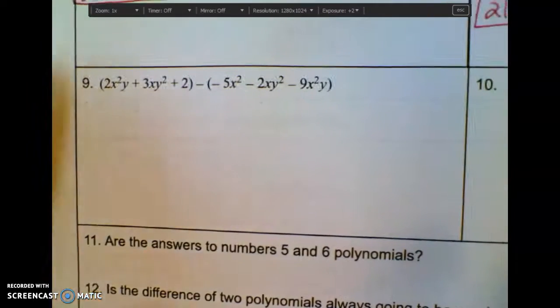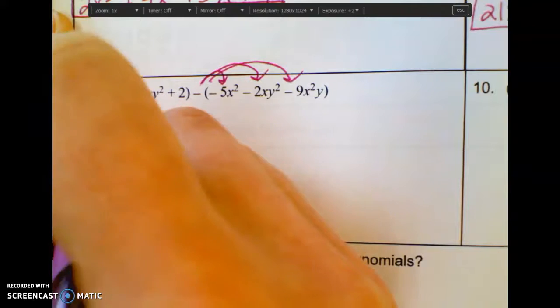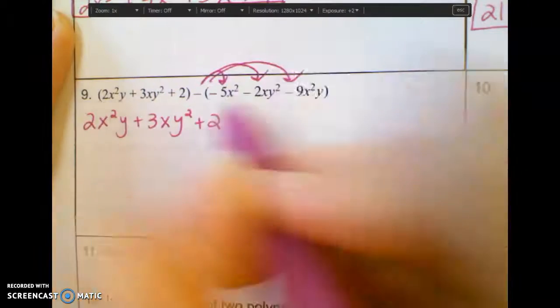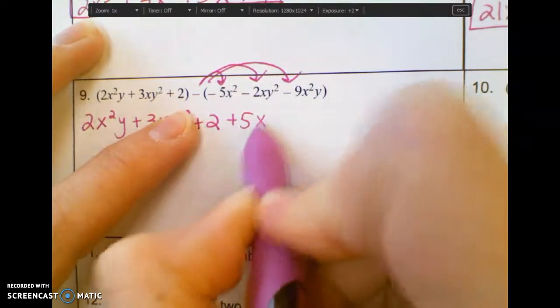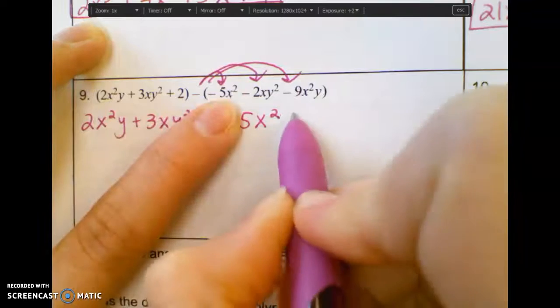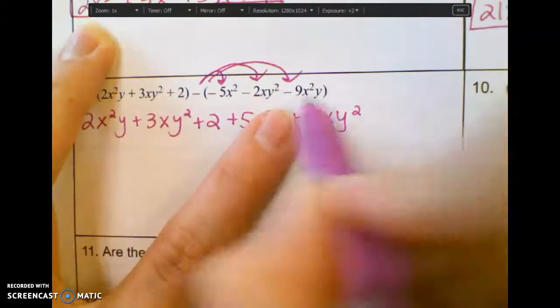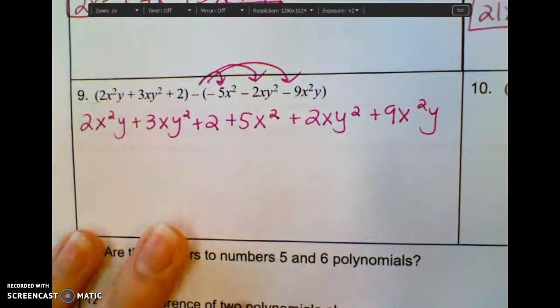So number 9, first thing we have to do is distribute that negative. So we have 2x squared y plus 3xy squared plus 2. Now, negative times a negative gives me a positive 5x squared. Negative times a negative gives me positive 2xy squared. And negative times a negative gives me positive 9x squared y.